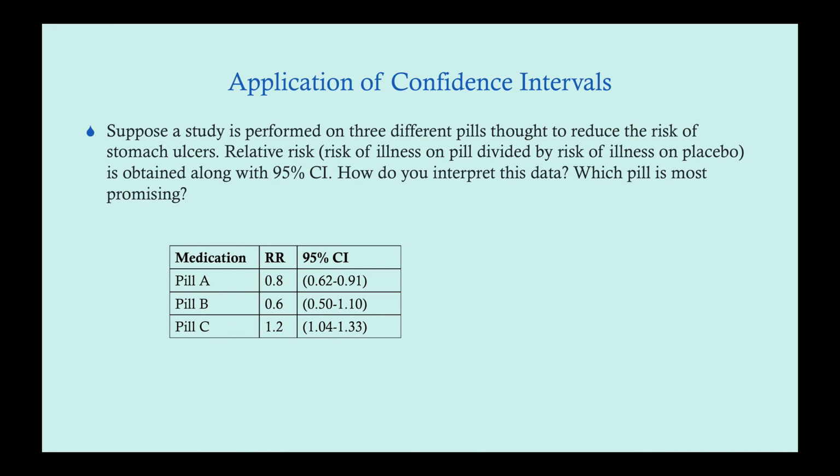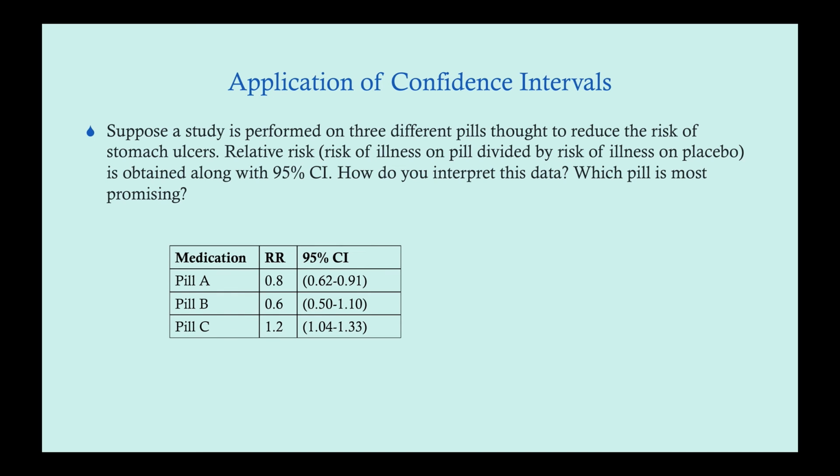All right. So how do we apply these confidence intervals? This is a good way to apply it to medical literature. So suppose a study is performed on 3 different pills thought to reduce the risk of stomach ulcers. Relative risk, which is the risk of the illness on a certain intervention, in this case a pill, divided by the risk of illness on placebo or on no intervention, is obtained along with a 95% confidence interval. How do you interpret this data, and which pill is the most promising?